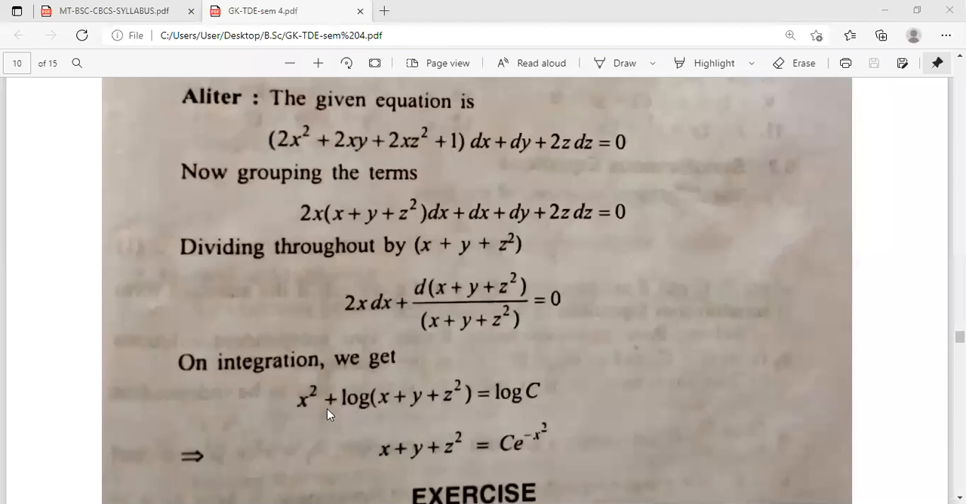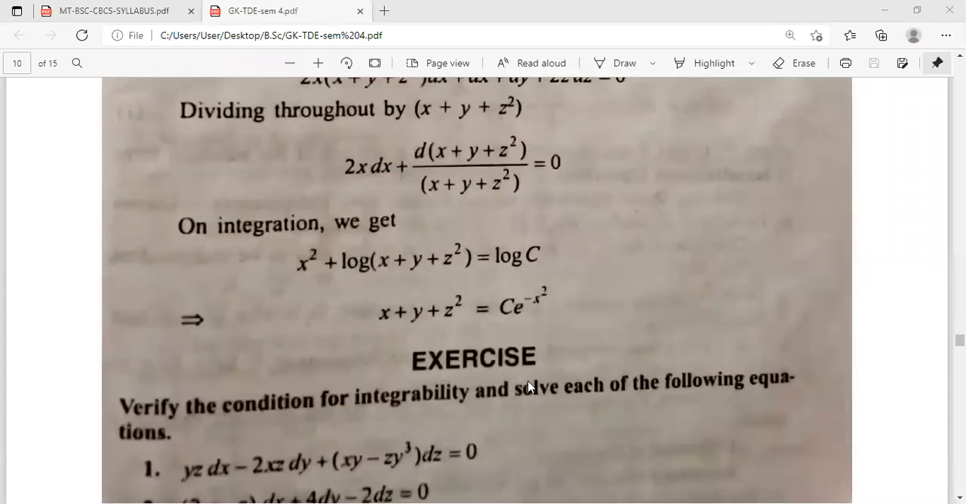Okay. Now the same x square you can write as log e to the power x square. Now log m plus log n you can write as log mn, and again removing log on both sides, we will get here x plus y plus z square equal to c into e to the power minus x square. Okay, that is the case.